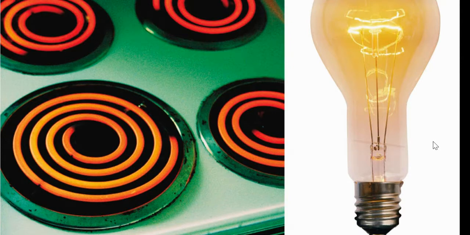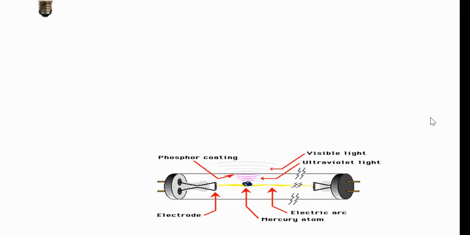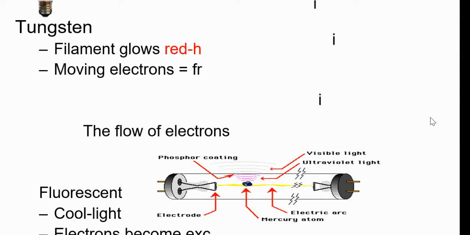So in both of these, most of the energy being released is in the form of heat. Nowadays, very few people use these filament light bulbs. Instead, we use LEDs or other things that are much more energy efficient, fluorescent type light bulbs. How does a light bulb work? Well, it has in there different filaments.